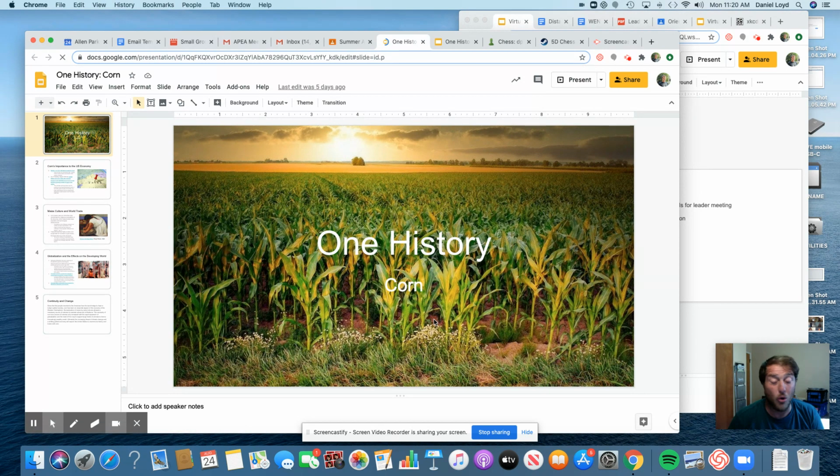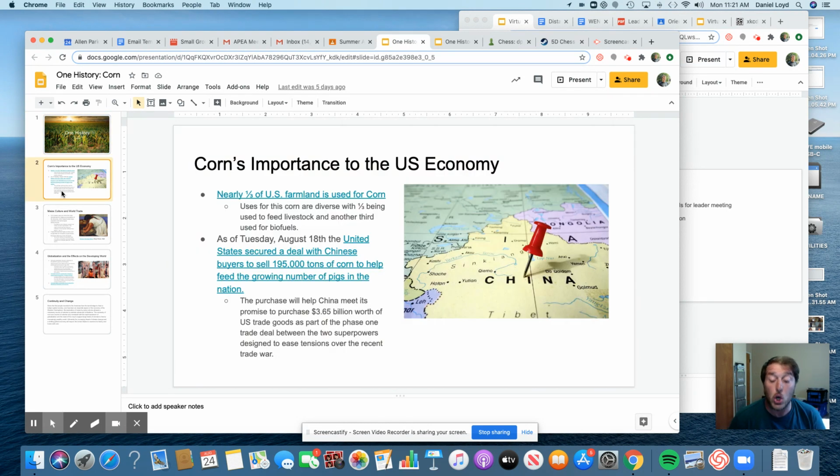Okay, the history of corn. The more I've been thinking about corn, which has been a lot over the past week, weirdly enough, the more I think about how important corn is to American history. All right, so we're going to start off with the current day situation with corn. Corn is still a huge part of our economy.